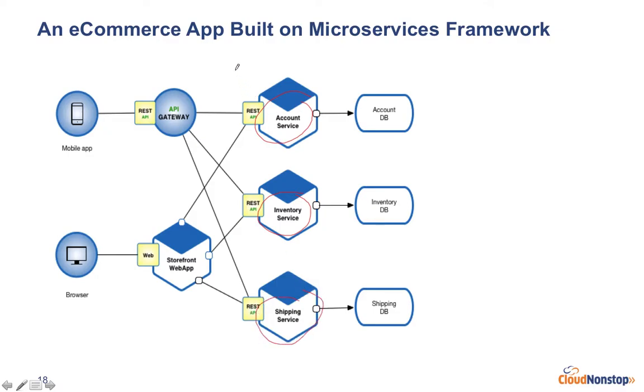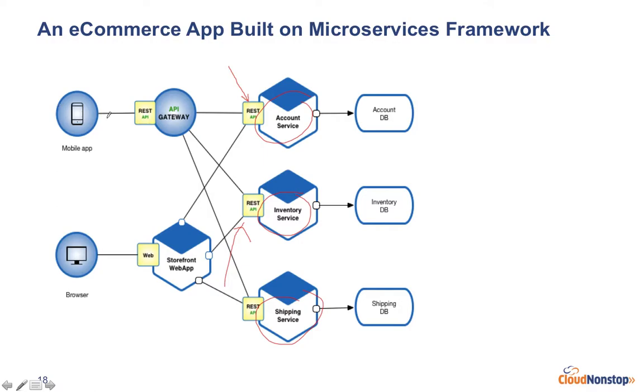And each one of those has a RESTful API that is available for it, and that's the one that will be invoked by the application. So if you're building a browser application, you could have some sort of a web app which is invoking these APIs directly, as an example.